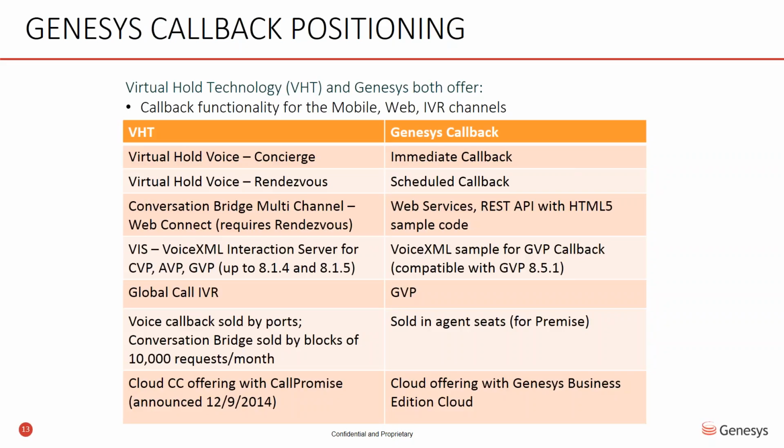8.1.4 and 8.1.5 both had support for the next generation interpreter, but 8.5.1 is the latest and greatest, and GVP Callback works with GVP in that version. For treatments, you're actually using media server, and you'd buy those SIP qualification ports for that capability. If you're doing an IVR and you wanted the voice XML application, then you'd have the support through GVP for that.